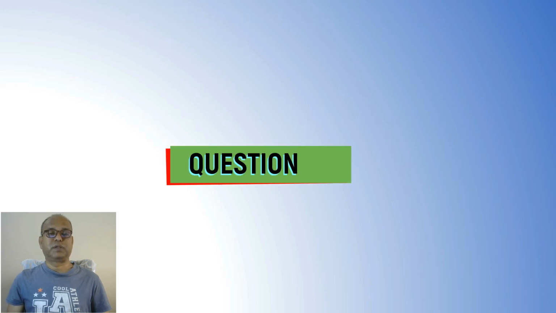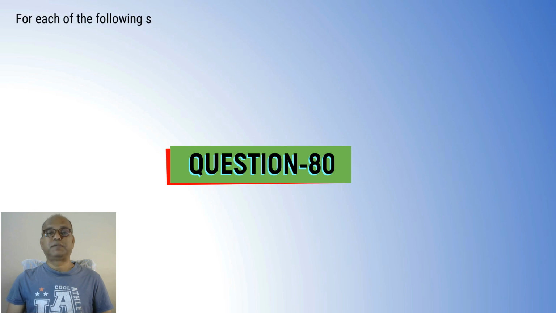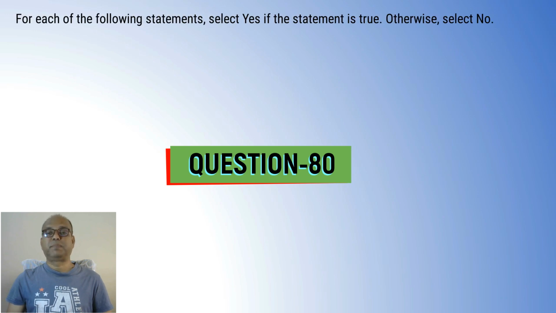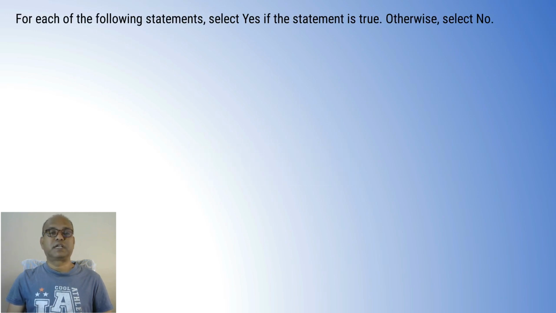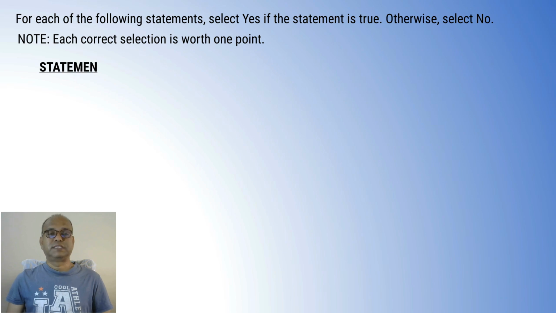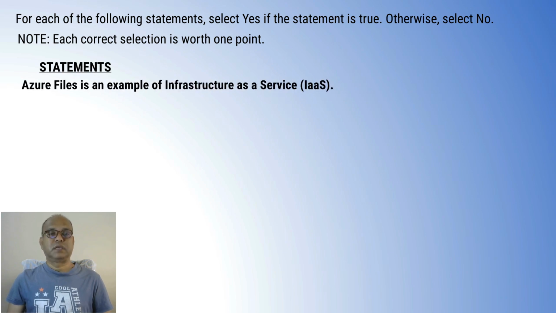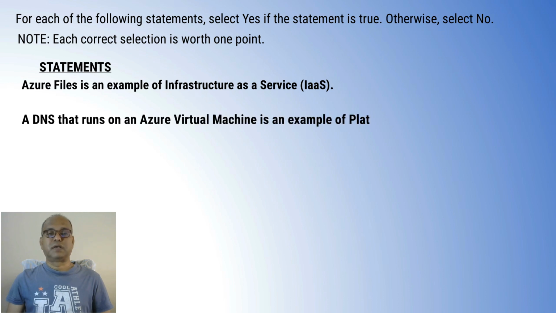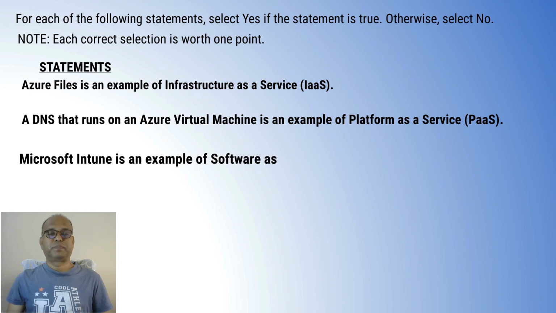Next question, question number 80. For each of the following statements, select yes if the statement is true, otherwise select no. Note, each correct selection is worth 1 point. Statements: Azure Files is an example of infrastructure as a service (IaaS). A DNS that runs on an Azure virtual machine is an example of platform as a service (PaaS). Microsoft Intune is an example of software as a service (SaaS).